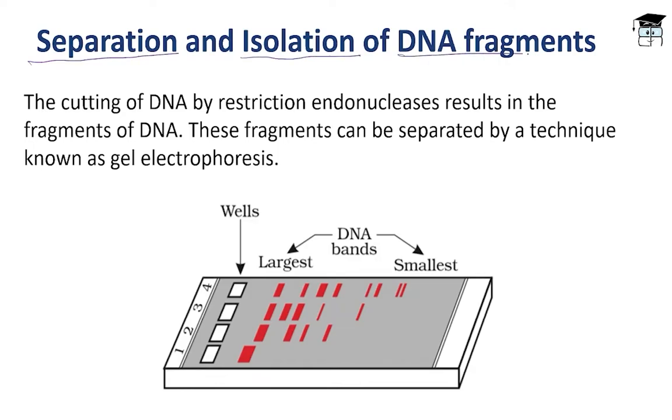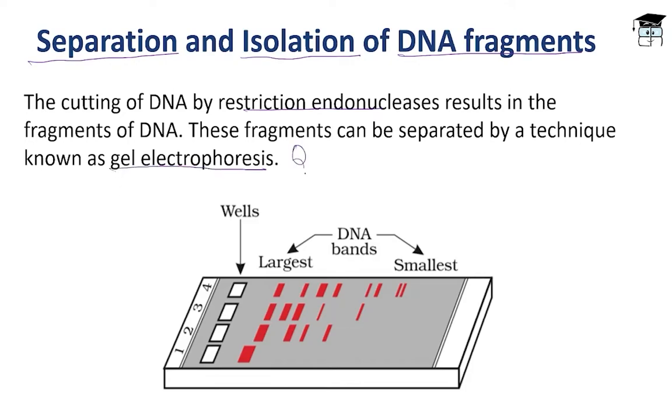of DNA fragments. Now we have fragmented the DNA using the molecular scissors, the restriction endonucleases and restriction exonucleases. Now what will happen next? We will separate these fragments and isolate them to combine them with other fragments and form a new DNA. So we are on step 2 now. The cutting of DNA by restriction endonucleases results in fragments of DNA. That is what I told you. These fragments can be separated by a technique known as gel electrophoresis.